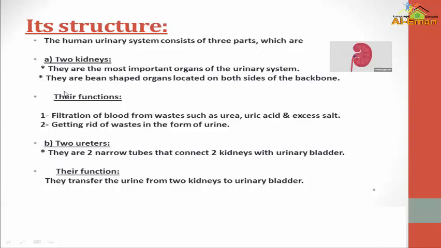So, what is the function of our two kidneys? Number one, filtration of blood from wastes such as urea and uric acid, and excess salt. Number two, getting rid of wastes in the form of urine. Number two, the two ureters. They are two narrow tubes that connect the two kidneys with the urinary bladder. So, what is the function of these two ureters? They transfer the urine from the two kidneys to the urinary bladder.